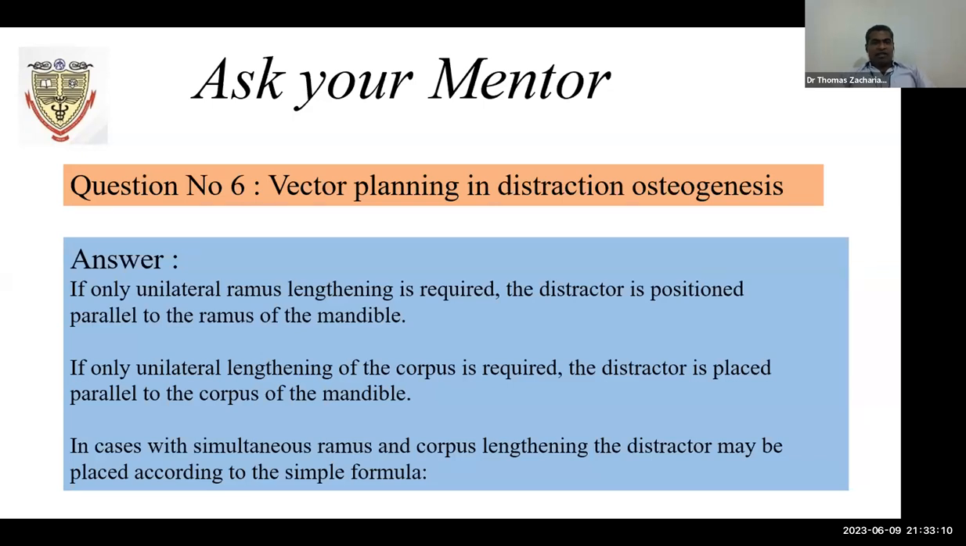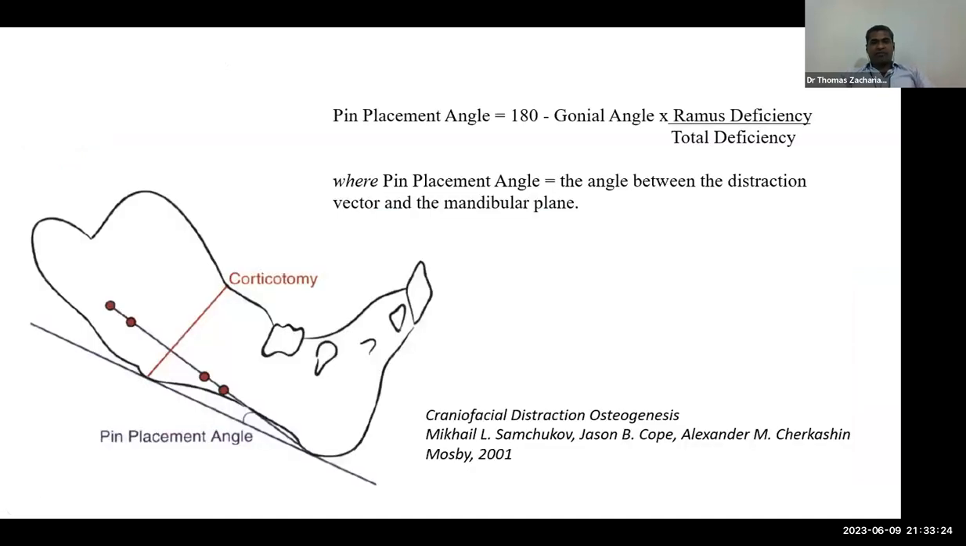So if only unilateral ramus lengthening is required, the distractor is positioned parallel to the ramus of the mandible. If only unilateral lengthening of the corpus is required, the distractor is placed parallel to the corpus of the mandible. In cases with simultaneous ramus and corpus lengthening, the distractor may be placed according to a very simple formula. Again, it is taken from Samchukov.